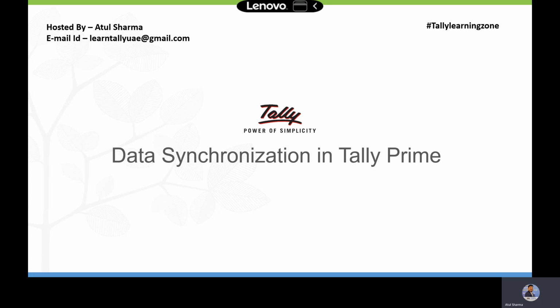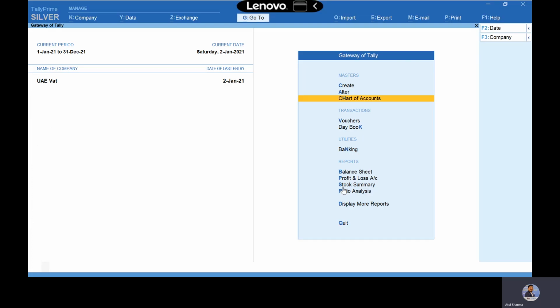So without further delay, I'll take you to the product to show how you can do the data sync setup. First of all, we will open Tally. You can see this is Tally Prime. In Tally Prime, I have already loaded one company, UAE-VAT, which we created only for the example.